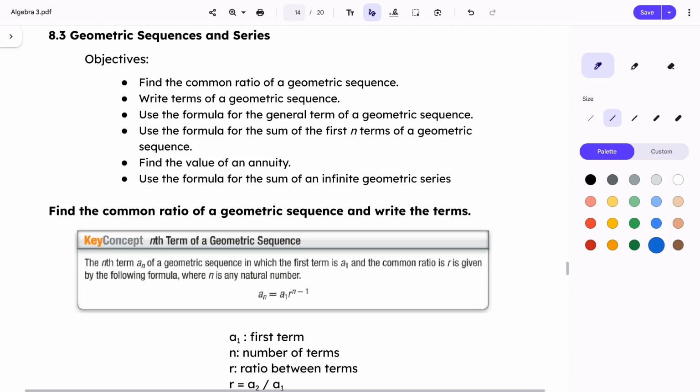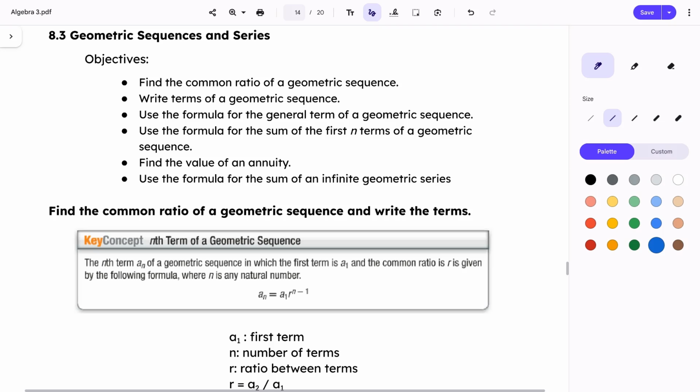Okay, so the last section we're going to do in this chapter goes over geometric sequences and series. We just talked about arithmetic last week. That was when you were adding or subtracting the same number over and over again. This is either multiplying or dividing by the same number over and over.